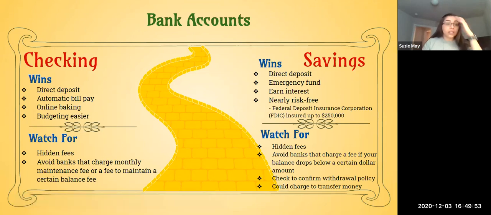Another handy thing with checking accounts is automatic bill pay. So if you're like me and you tend to forget things that are due, i.e. bills, automatic bill pay will save you so much time and money. So if you forget, you can have your utilities connected straight to your bank account, and on due day, bill time, that money will be pulled straight from your account.